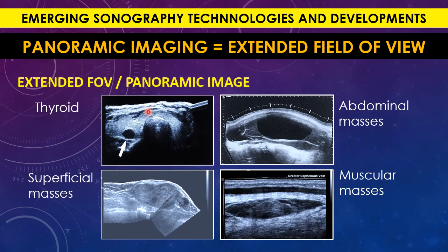So here are some examples. Thyroid here, abdominal masses like this one extending from this tip to this tip here. Subcutaneous superficial masses like this, muscular mass like this. So all of these are examples of extended field of view.